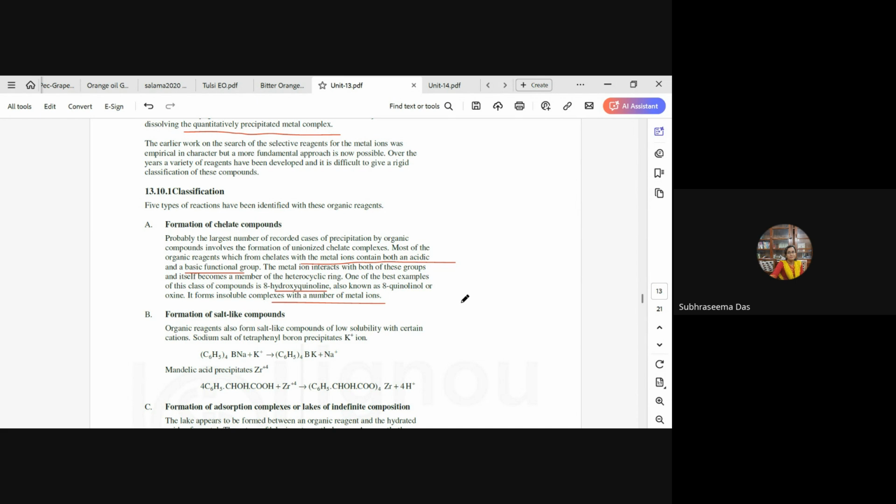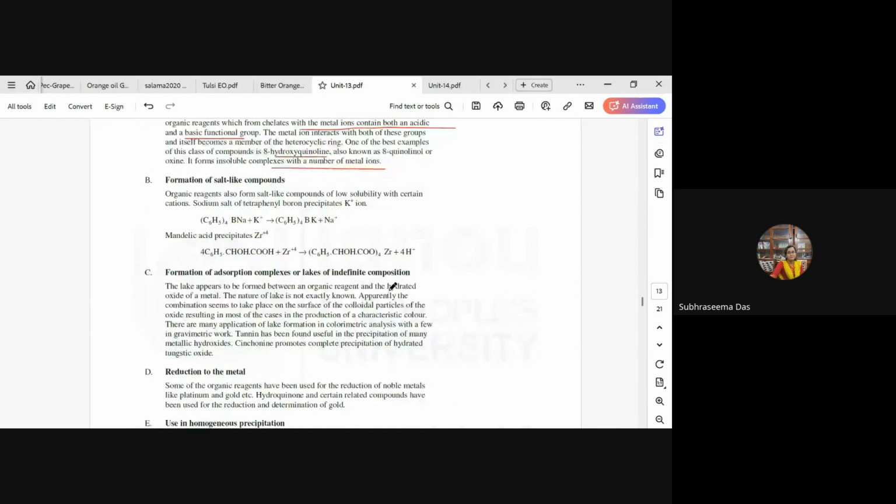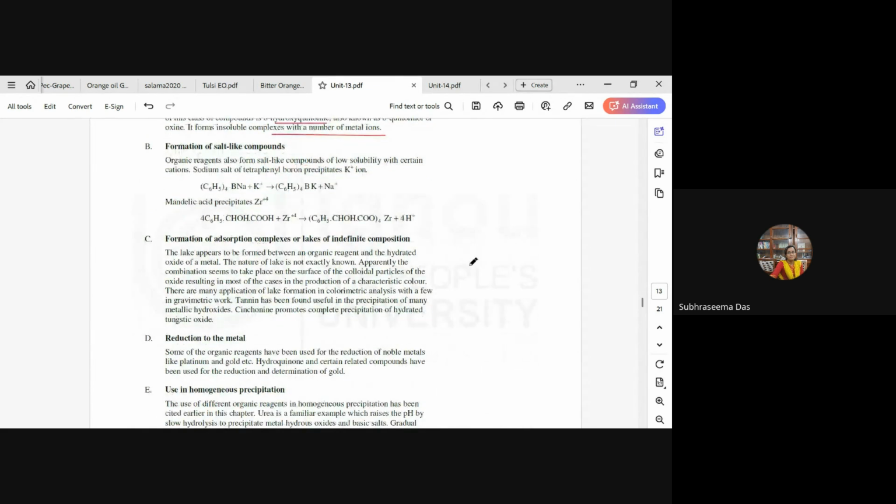So as the insoluble complexes are formed, different heterocyclic rings can be obtained when we use different types of metals. Then coming to formation of salt-like compounds. The organic reagents also form salt-like compounds of low solubility with certain cations, like the sodium salt of tetraphenyl boron precipitates the potassium ion. So here this is tetraphenyl boron sodium salt plus K+, giving rise to tetraphenyl boron potassium plus Na+.